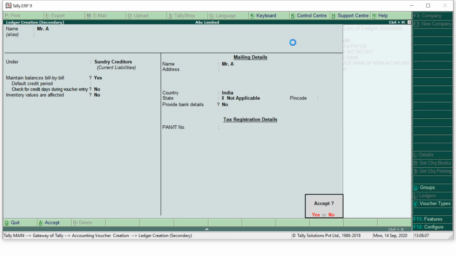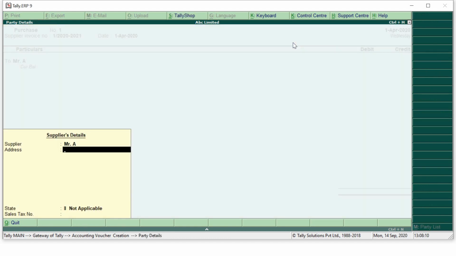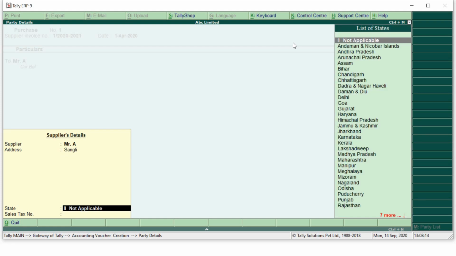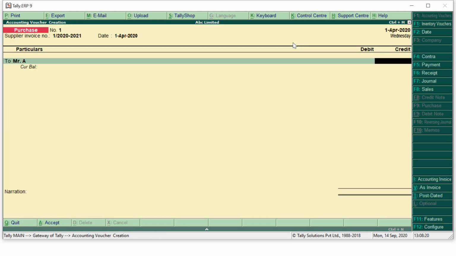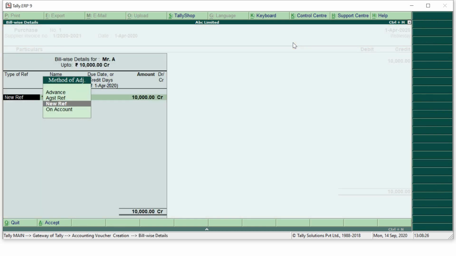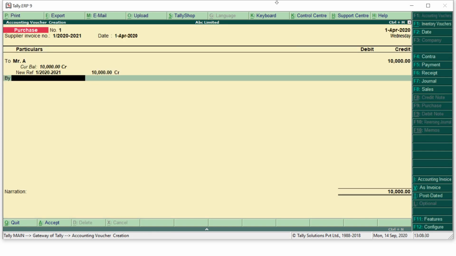Okay. Now don't enter anything. Simply press enter and accept the voucher. Mention the address of supplier, then the state, then sales tax number or GST registration number. It's optional, but still you can enter or fill the details. Okay, so Mr. A, 10,000. You can see that this 10,000 comes under credit side as we are making the credit entry.